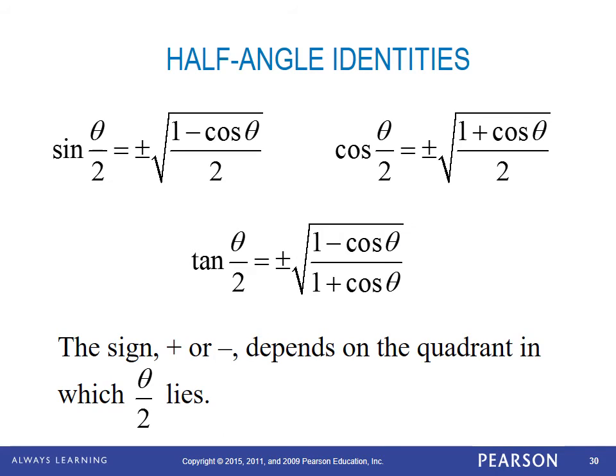All right, so here are the half-angle identities. We could have done the same thing for cosine, and we could have done the same thing for tangent and figured it out here. So the note at the bottom is somewhat important. It says the sign of plus or minus, which is on every single one of these here, really just depends on which quadrant that theta over 2 is going to lie in.